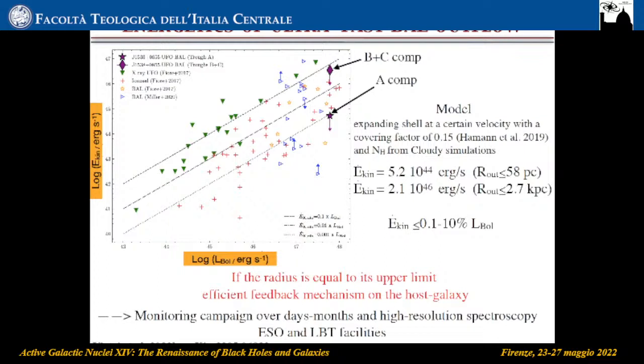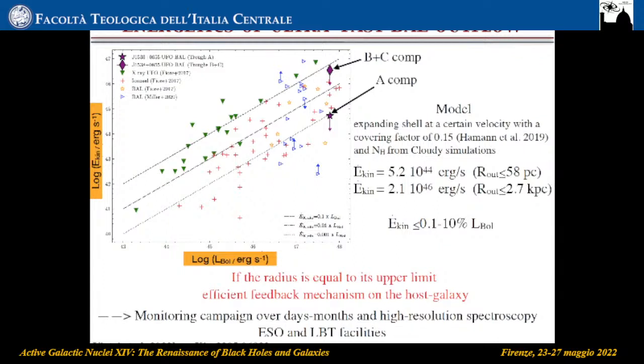So this means that the kinetic power for these two outflows is in the range of 0.1, 10% of the volumetric luminosity. Okay, these are just upper limits, but if we consider such radius and such kinetic power, with the radius equal to this upper limit, we can say that these outflows could have an efficient feedback mechanism on the host galaxies. But as I said, these are upper limits, so we need to collect multi-epoch observations on time scales of days and months, and also we need high resolution spectra.